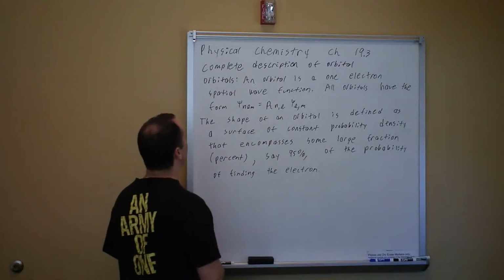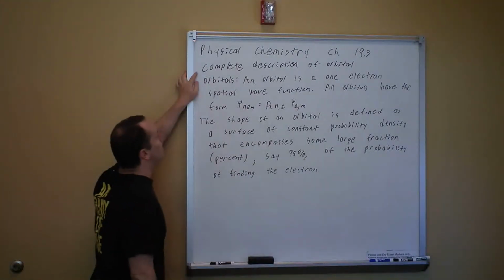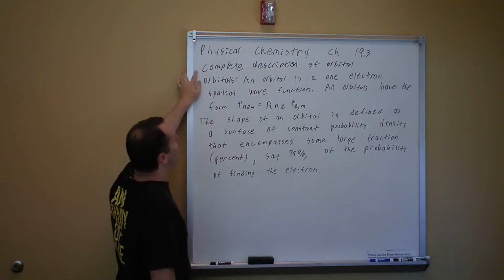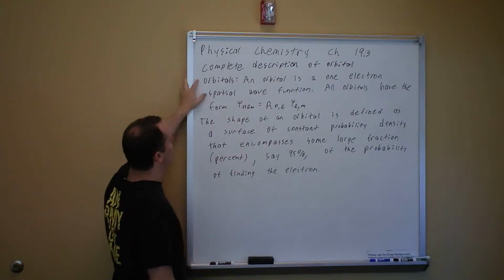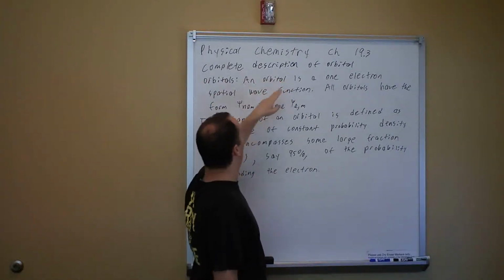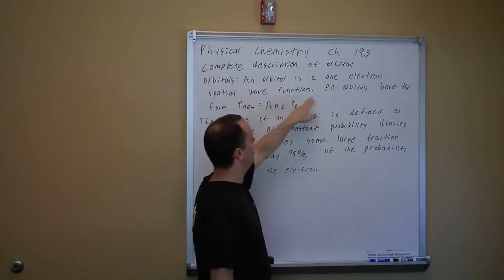Continuing on physical chemistry, chapter 19, section 3. Now we already talked about this, but we're going to review it because we're going to expand on it with an example. So we're going to talk about the complete description of an orbital. Now remember, an orbital is a one electron spatial wave function.